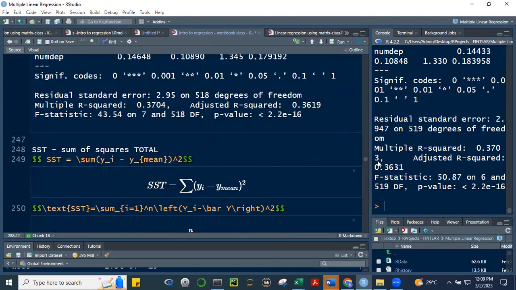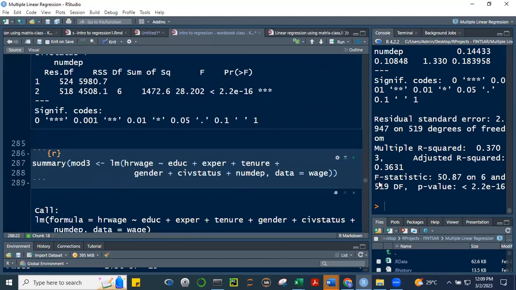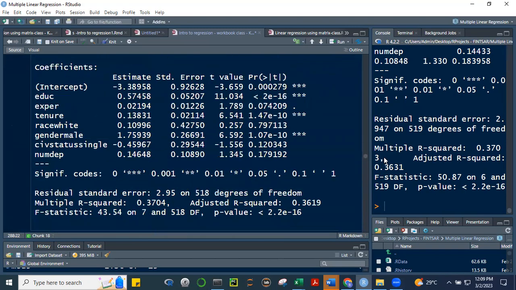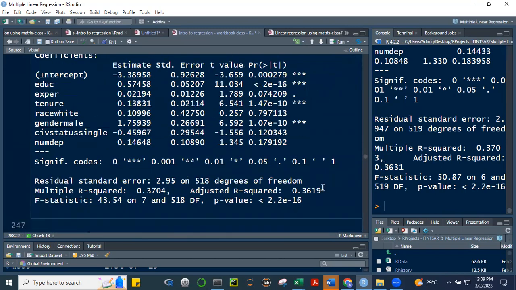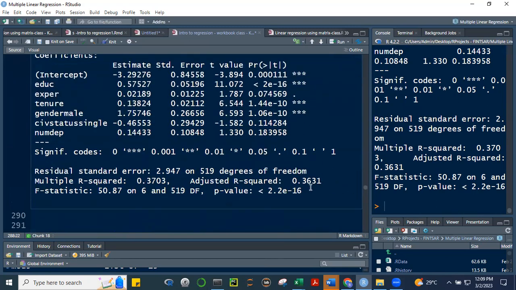Ito 36, 31. Kanina, ilan? A while ago, where's our model here? 3619, no? Adjusted R-squared dito, 3619. Yung bagong model natin, adjusted R-squared, 3631. So tumaas. No? Even if we only had 6 predictors, the model went up. No? All right.